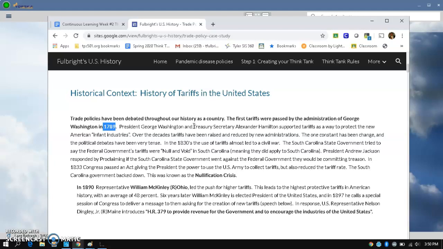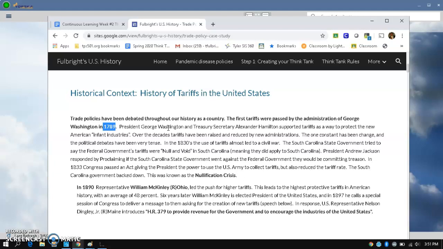President George Washington and Treasury Secretary Alexander Hamilton supported tariffs as a way to protect the new American, quote, infant industries. Businesses were new in America at the start of our country, just as our country was. They were not as strong as companies in, say, Great Britain. So some people felt like it's the government's job to help them. Over the decades, tariffs have been raised and reduced by new administrations. One constant has been change, and the political debates have been very tense.